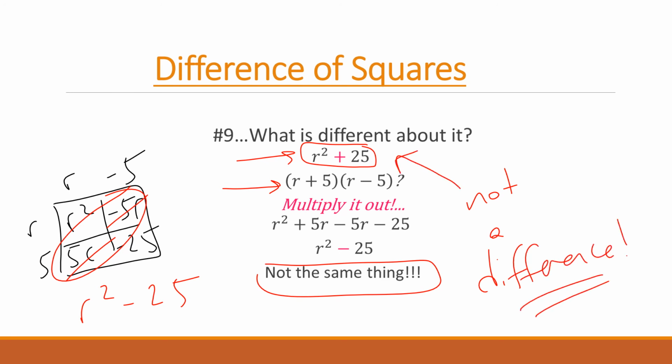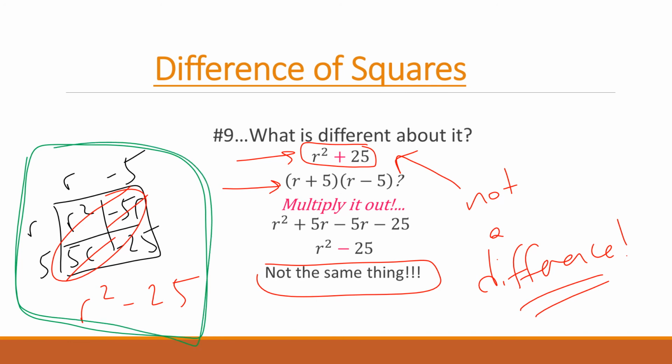Right? This is not a difference. It's adding. It's adding r squared and 25. So the pattern does not work. That's where in mathematics with patterns you have to make sure you know when they work, and a lot of the time it's helpful to know why they work, which is where the area model connection can really help you figure that out.